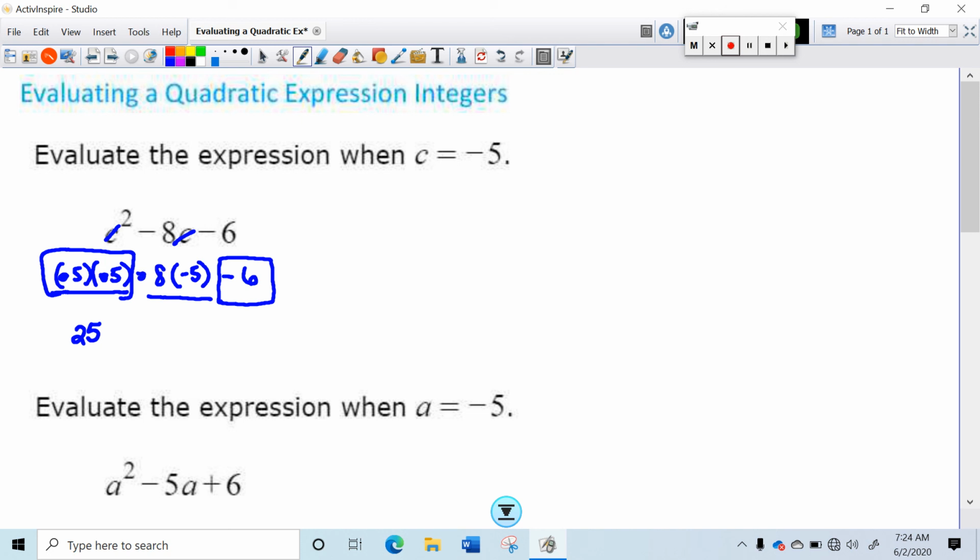The next one, you have a negative and another negative, they cancel. So 8 times 5 is a positive 40. And then just bring down the negative 6. Okay, so 25 plus 40 is 65. 65 take away 6 is 59. And that's the answer.